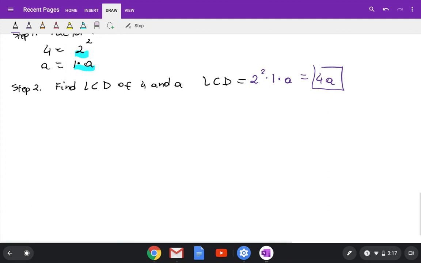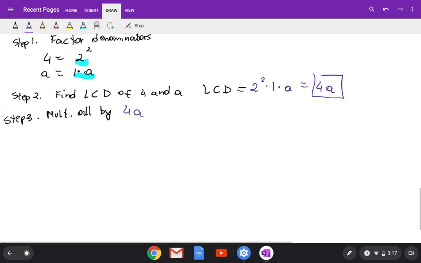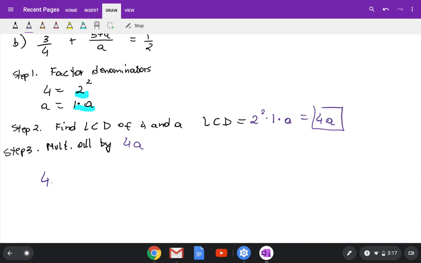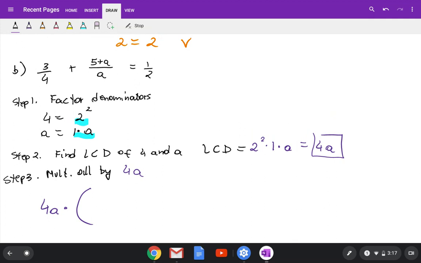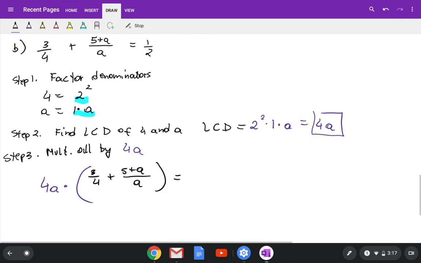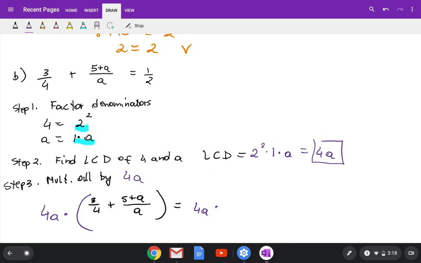Step 3, multiply all by the LCD, which is 4A. So the left side of the equation, 4A times, and I copy the left side of the equation, which is right here, 3 over 4 plus (5 plus A) over A, equal 4A times the right side of the original equation, which is 1/2.